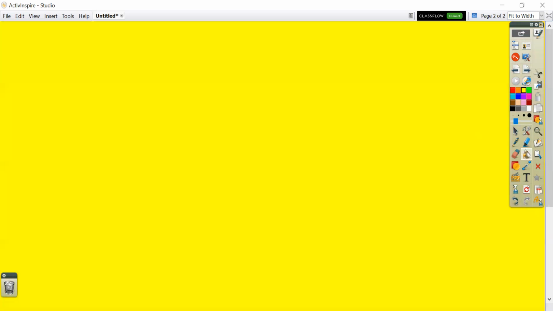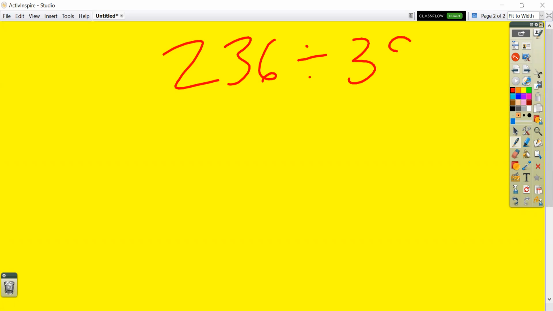If you guessed yellow, you're right. Sorry if that's too bright. We're going to give it a shot. Let's go ahead and practice 236 divided by 39.